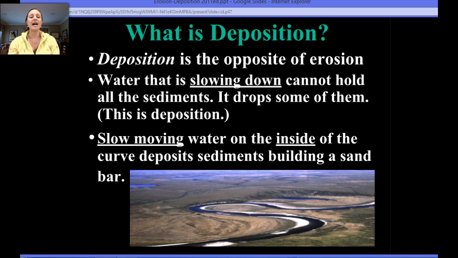Now, what is deposition? Well, deposition is the opposite of erosion. Water that's slowing down can't hold the sediments that it was carrying, so it drops some of them, and that is known as deposition. You can think of the D and the D: deposition, drop. Slower moving water on the inside of a meandering stream, on the inside of the curve, will deposit the sediments. And we spoke about that before. As those sediments are deposited, they'll build up and create a sandbar.